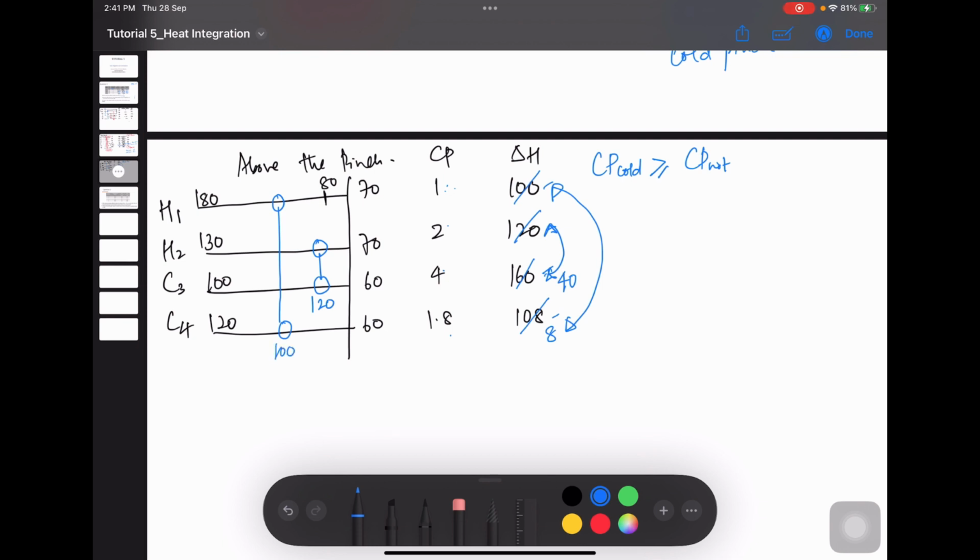So this will be 100 kilowatt here. Now we don't have any more hot stream to exchange the heat, and this is our cold stream with 40 kilowatt left, and this stream needs to be heated up. So what I'm going to do is exchange heat with a utility, which will be our heater. So I need this heater with 40 kilowatt. Similarly, 8 kilowatt here, heater with 8 kilowatt. So we are done with above the pinch.